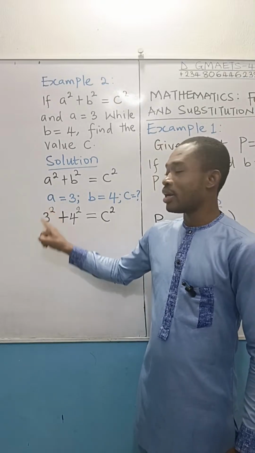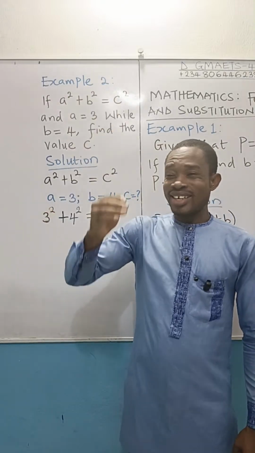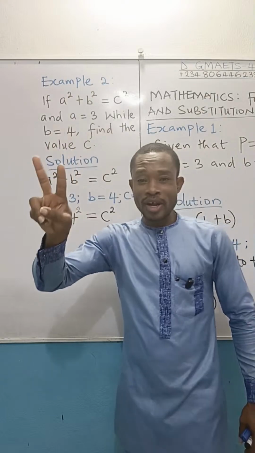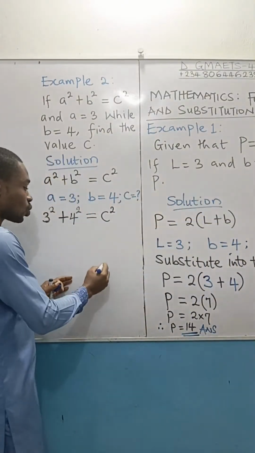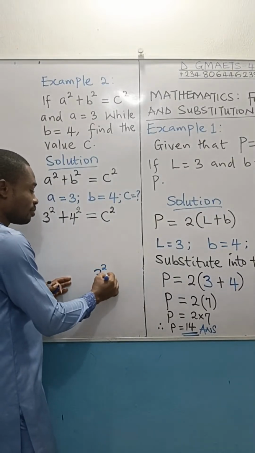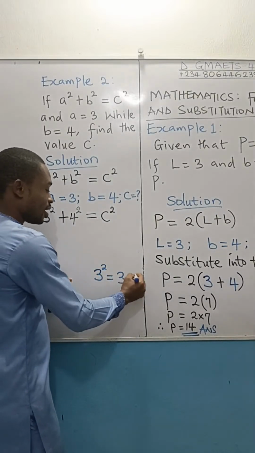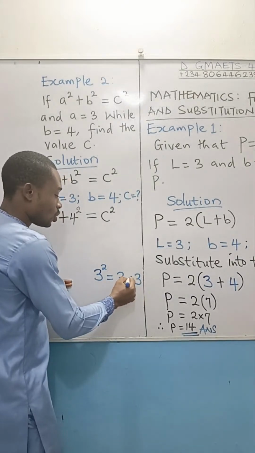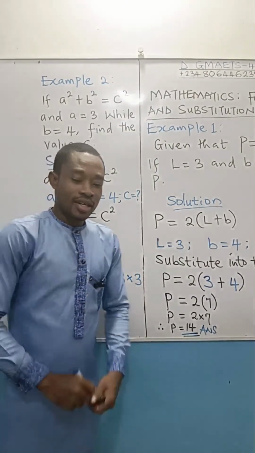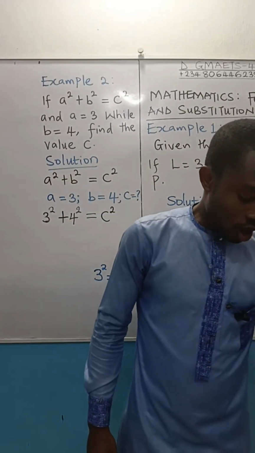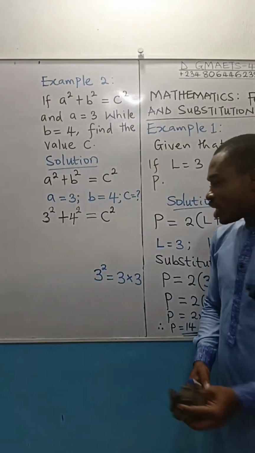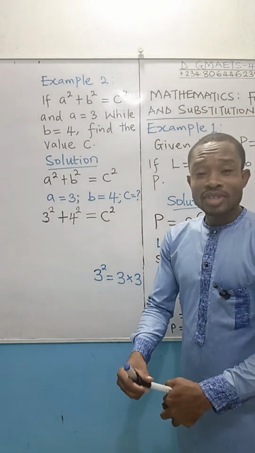This is 3 squared. 3 squared means 3 in 2 places multiplied. Let me show you. 3 squared is the same as 3, 3, then between them you have times. Yeah, that's the meaning of 3 squared. So take note of that.